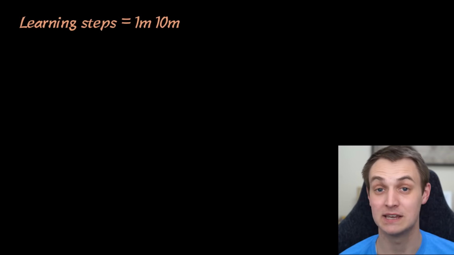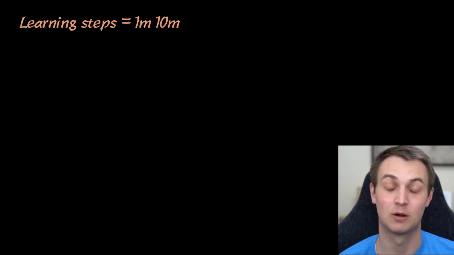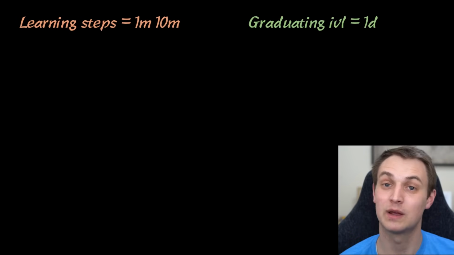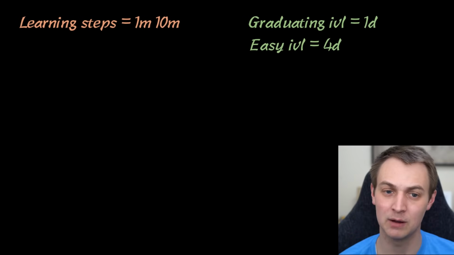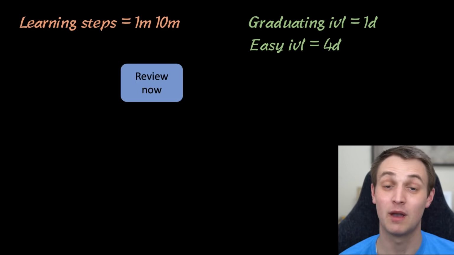Okay, so this is the default for Anki. The learning steps are 1 minute and 10 minutes. The graduating interval is 1 day, and the easy interval is 4 days. So I'm going to explain what that means a little bit. So if you have a card that you're going to review now, this is a brand new card.